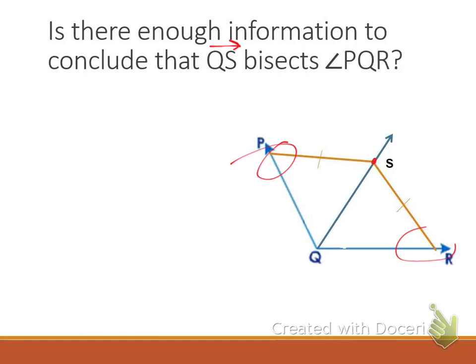Well, that's the problem. We don't know that segment SP and SR are perpendicular to the sides. So we're not sure that we're actually measuring the shortest distance from a point to a side, even though those two segments are the same, right? So we cannot say that QS is an angle bisector.